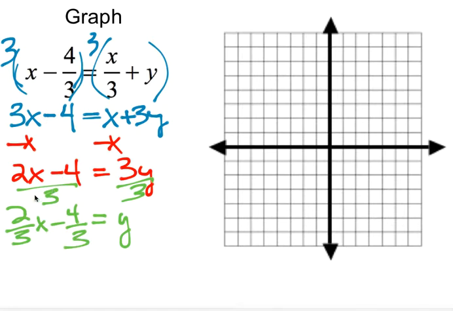And you could keep it like this too, but this way you can actually see this is what we call slope-intercept form, which you may have already had that station. But simply this minus 4 thirds, that's equivalent to your y-intercept, or the b. So you could plot that. Negative 1 and 1/3 would be like right about there.